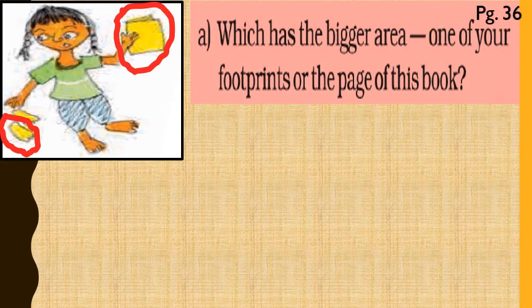In this figure, a girl has a book in her hand. Whose area is bigger? The one of her footprint or the page of the book she is holding? We can see that the page of the book occupies more space than her footprint. So, the page of the book has the bigger area.